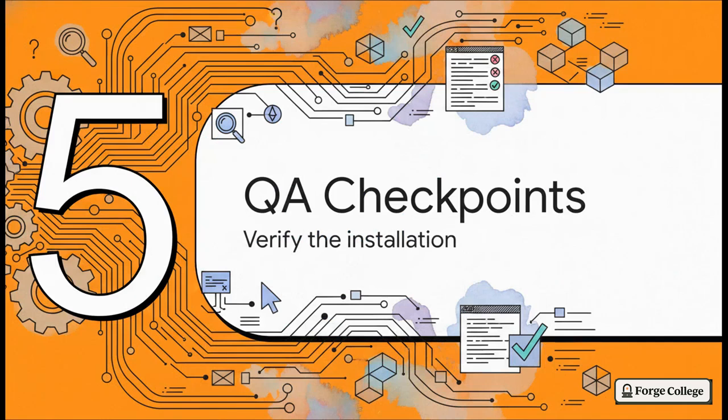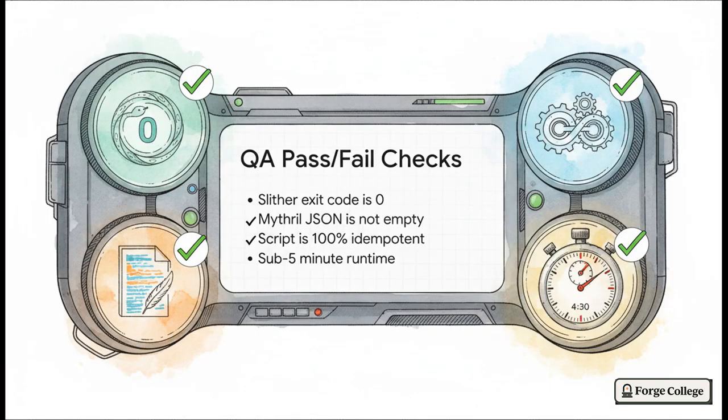Section 5. Quality Assurance Checkpoints. Running the tools is only half the battle. As an engineer, you gotta ask, how do we practically verify that our installation actually worked? Well, we have 4 rigorous pass-fail conditions for our QA checkpoint.